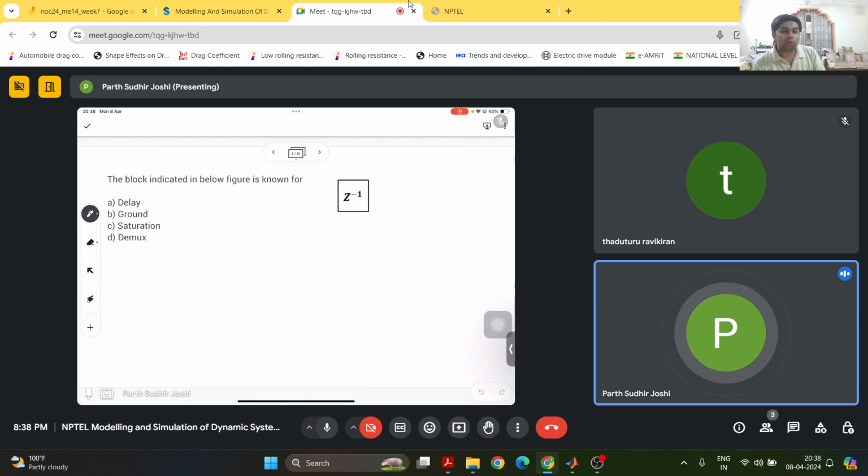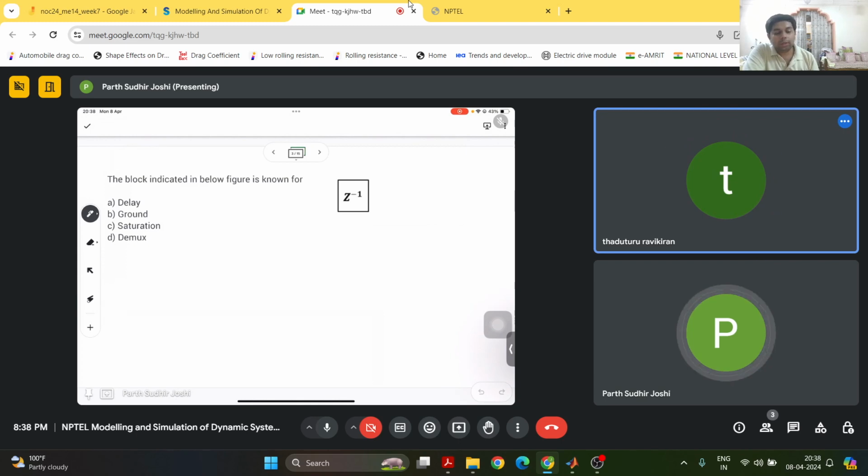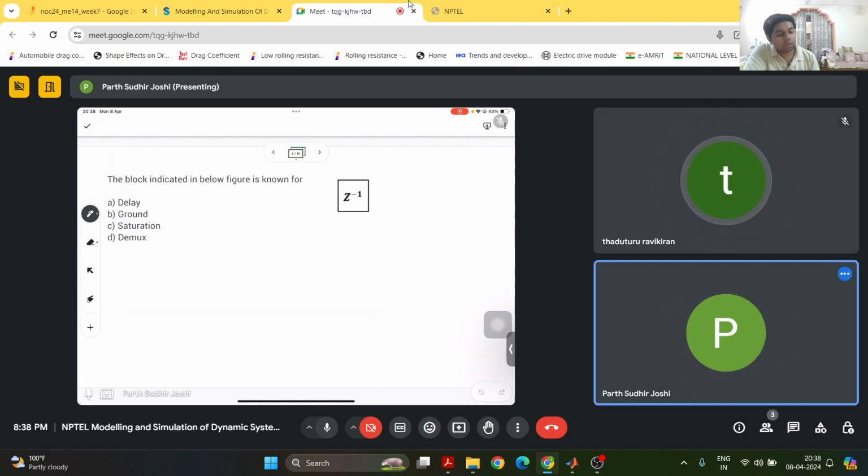Now, the block which is shown here, what do you think it does in Simulink? It's a delay. Yes, it is a delay block. It just gives the value of the signal one time step before the current time step.